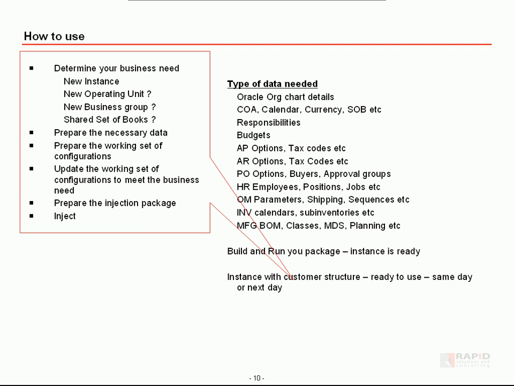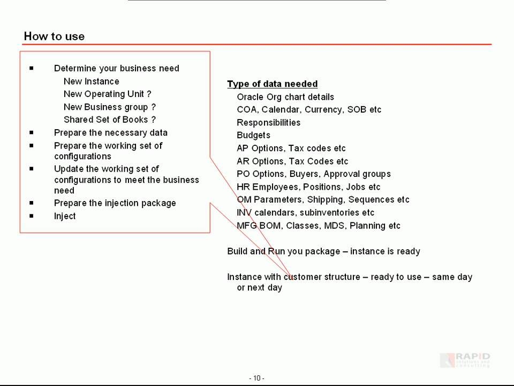Well, one of the first things you're going to have to do is determine what it is you want to do. And you should know that. It's what is the business need? Do you need to set up a new instance? Do you need to set up a new operating unit? Is it going to be a new business group, or is it going to be part of an existing business group? Are you going to be sharing a set of books? Do you need to create a new set of books? Are you going to be sharing the chart of accounts? Are you going to be sharing the inventory master? And so on.